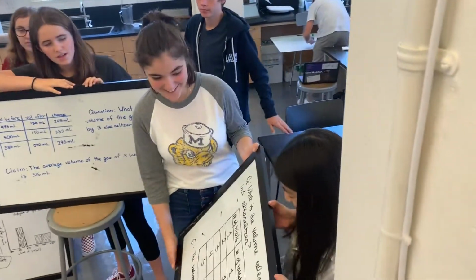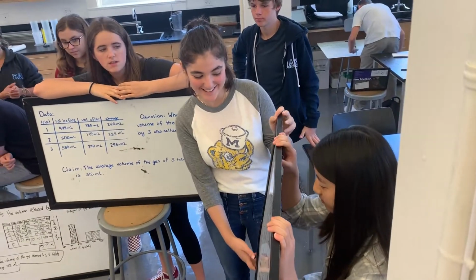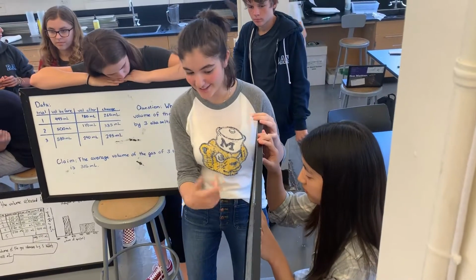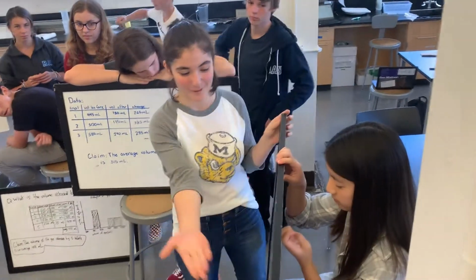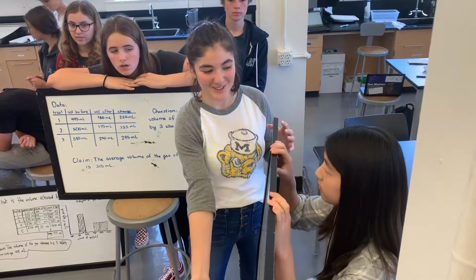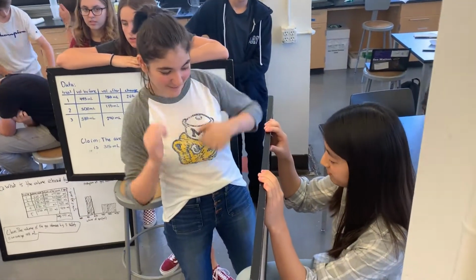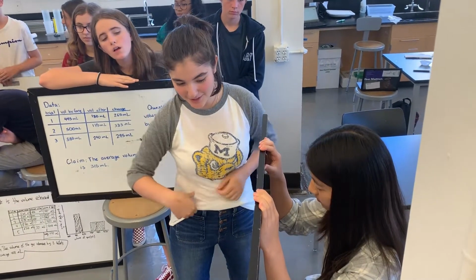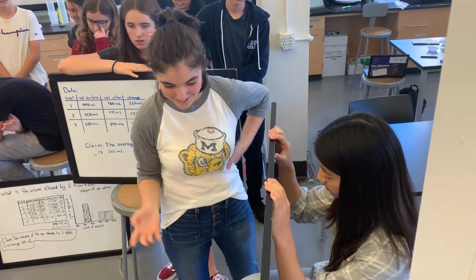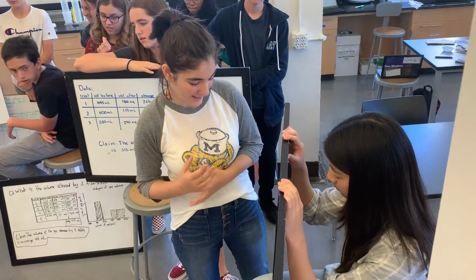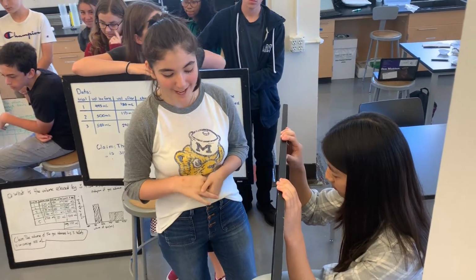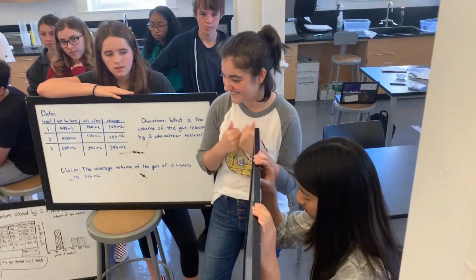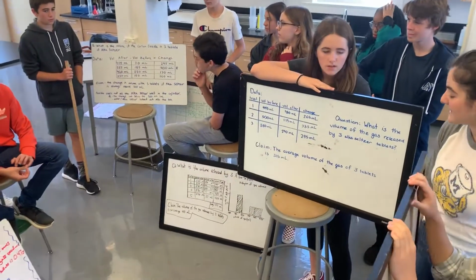Okay. So the question was, what is the volume of gas released in one Alka-Seltzer? Our table shows the number of trials, the number of tablets, and the gas volume in milliliters. As you can see, all units are there. We did 5 trials because we had extra time, and for each gas volume we got around 60. So our claim is that the volume of one Alka-Seltzer is 60 milliliters. It's a guess.